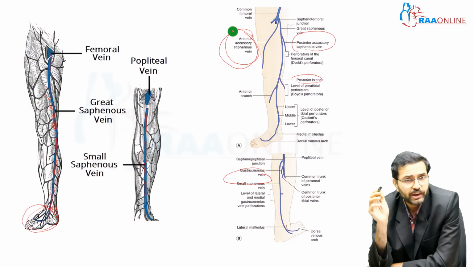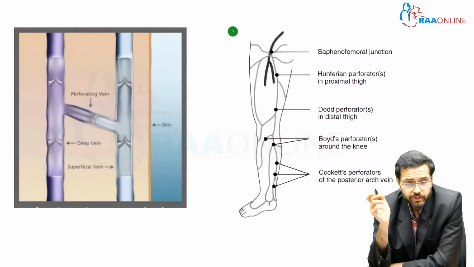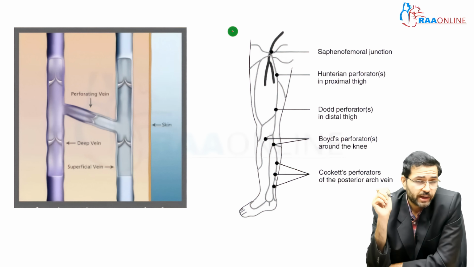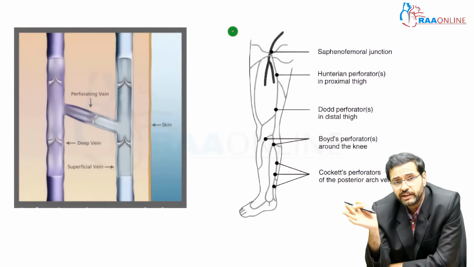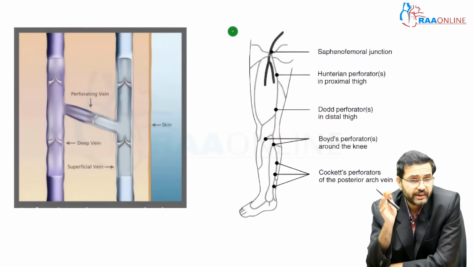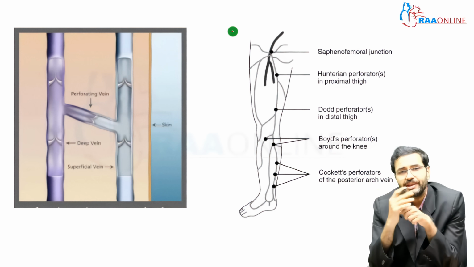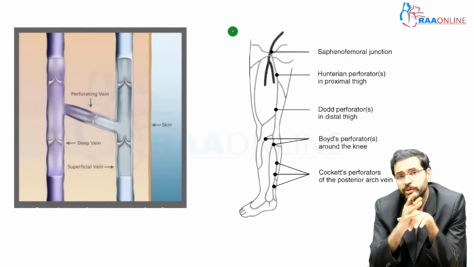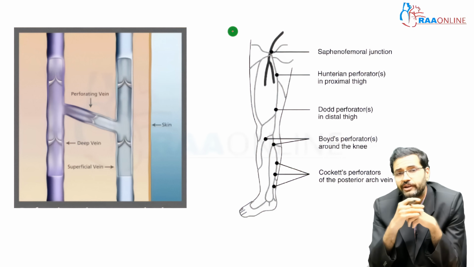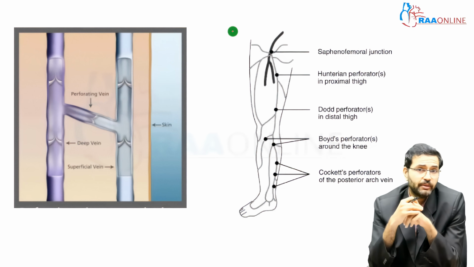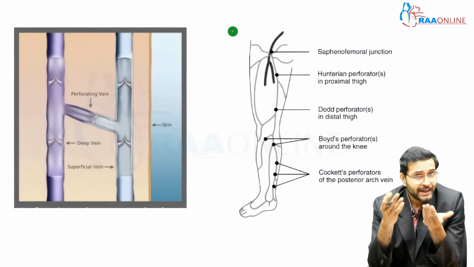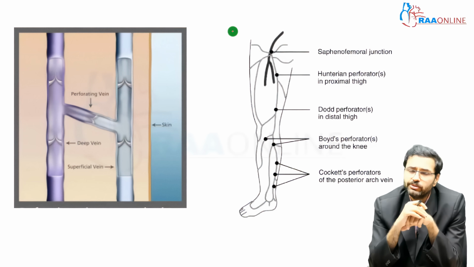So this here is a picture depicting a perforator vein which penetrates the deep fascia and connects the superficial vein to the deep veins, and it has valves which ensure only unidirectional flow of blood from the superficial to the deep veins. Now, among the perforator veins, there are certain named perforators within the lower limb which carry significance because they can be diseased in varicose veins.